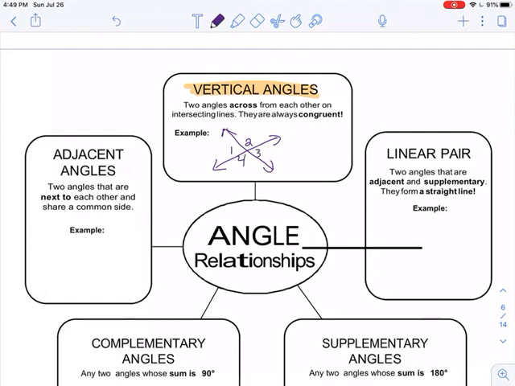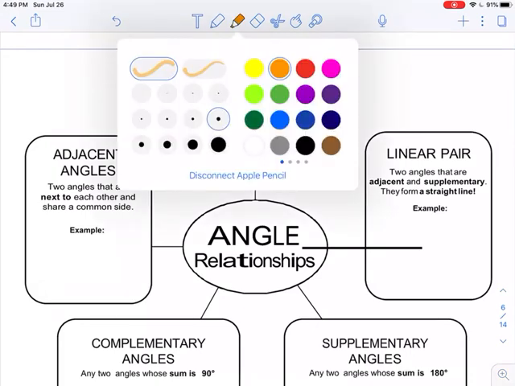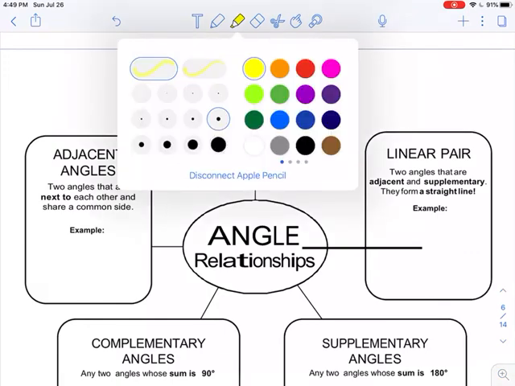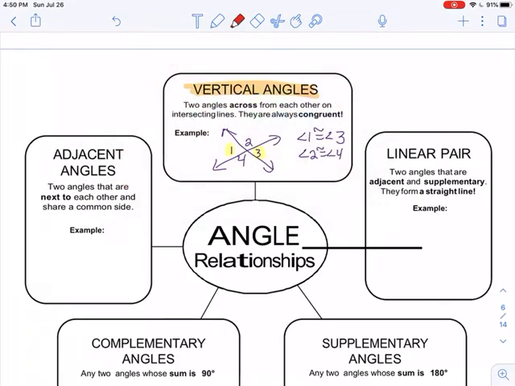I have four angles that are formed. The angles that are opposite each other, like angle 1 and angle 3, those are vertical angles. Angle 2 and angle 4, those are vertical angles, and vertical angles are congruent to each other. So angle 1 is congruent to angle 3, and angle 2 is congruent to angle 4. All right, so those are vertical angles. We'll go around in a circle right here.